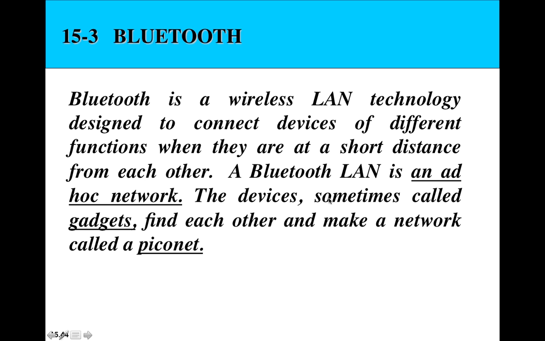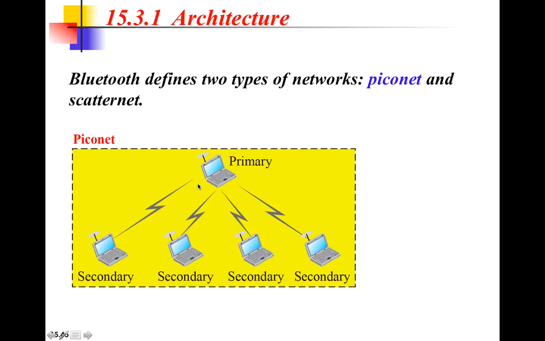Devices come to form a network randomly. So there are two types of network in Bluetooth. We have piconet and we have scatternet. A piconet is formed between one primary and up to 7 secondary devices.